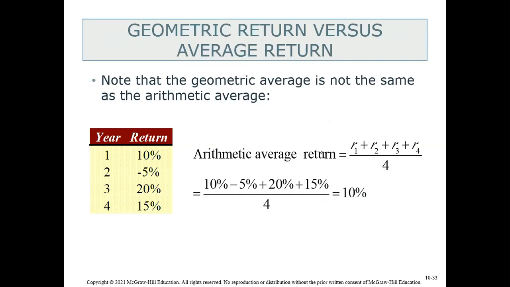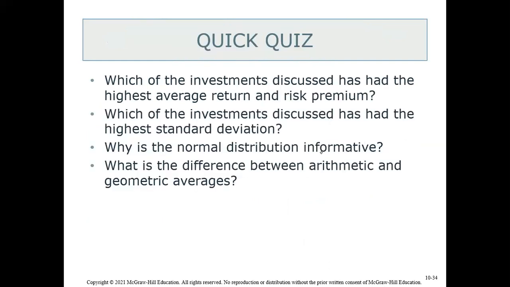The geometric average is not the same as the arithmetic average. The arithmetic says just add up all the returns and divide by 4. So for an arithmetic average, it says it's 10%. So you can see the difference between the two calculations.